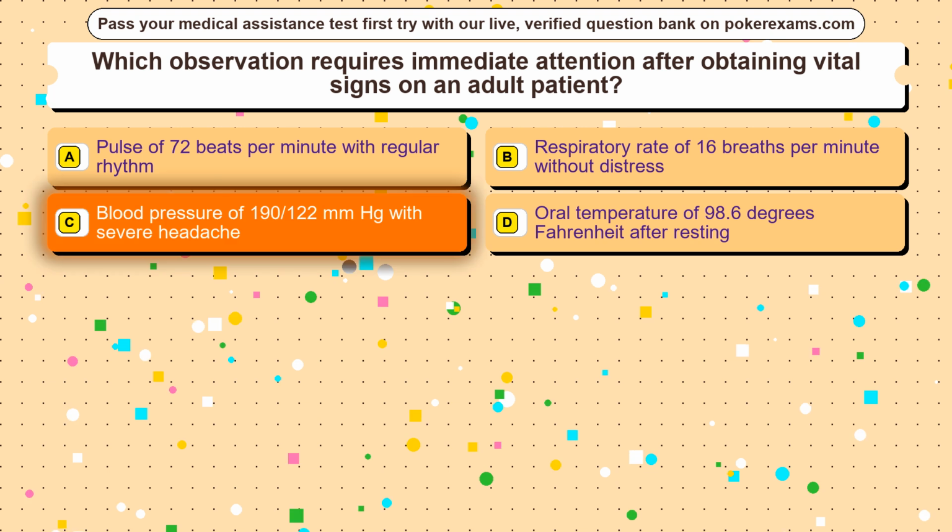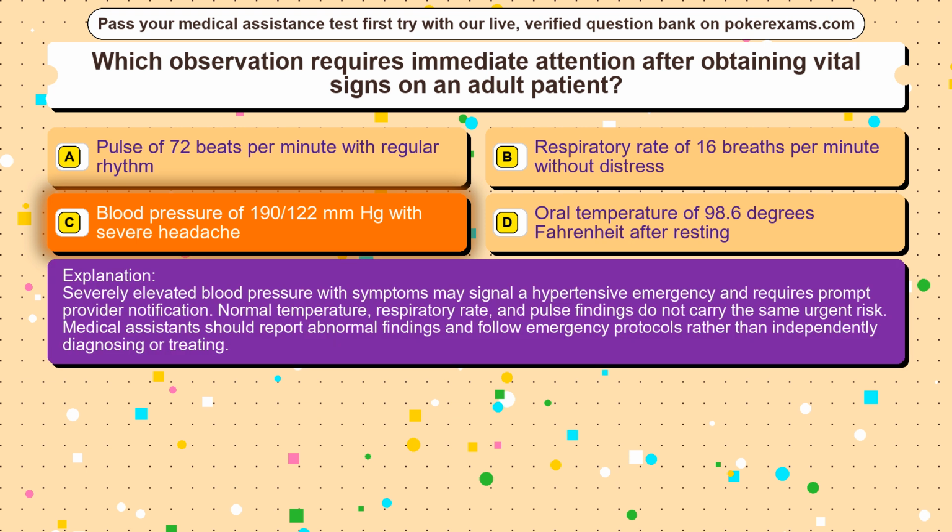The correct answer is option C, blood pressure of 190/122 mmHg with severe headache. Severely elevated blood pressure with symptoms may signal a hypertensive emergency and requires prompt provider notification. Normal temperature, respiratory rate, and pulse findings do not carry the same urgent risk. Medical assistants should report abnormal findings and follow emergency protocols rather than independently diagnosing or treating.